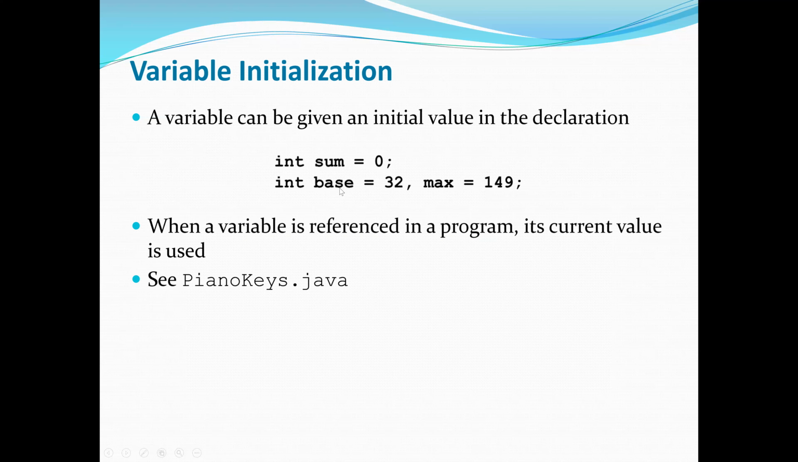We declare another variable named base. We initialize it to 32. The data type also is int, integer. Then mass equal to 149. This means both base and mass variables, their data type is the same. Let's see an example at PianoKeys.java.